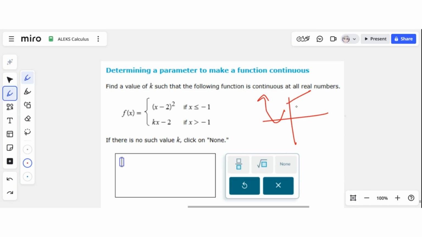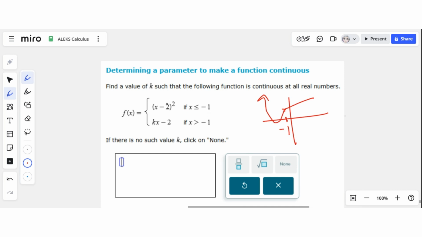What we would want for a continuous function is for it to pick up right there. So that's what we're trying to do. So this magic point is the point -1 here, and that's what we need to figure out. We need to figure out what is the value of this first function at x equals -1. And then if we can make sure that this function satisfies that same thing, then we'll know the function is continuous. So let's try that.